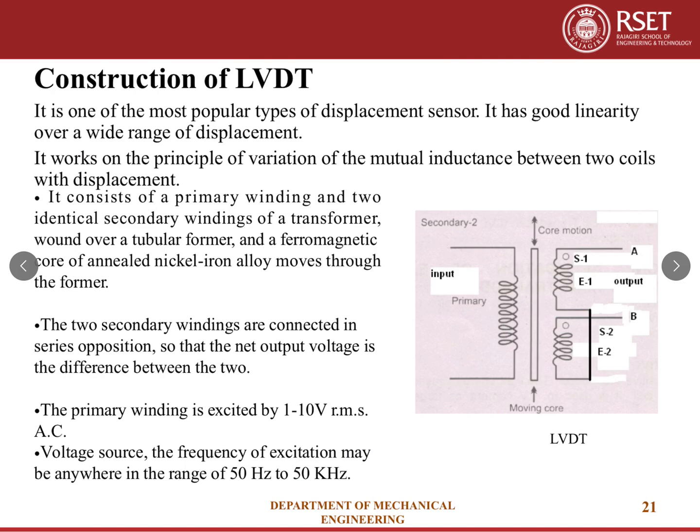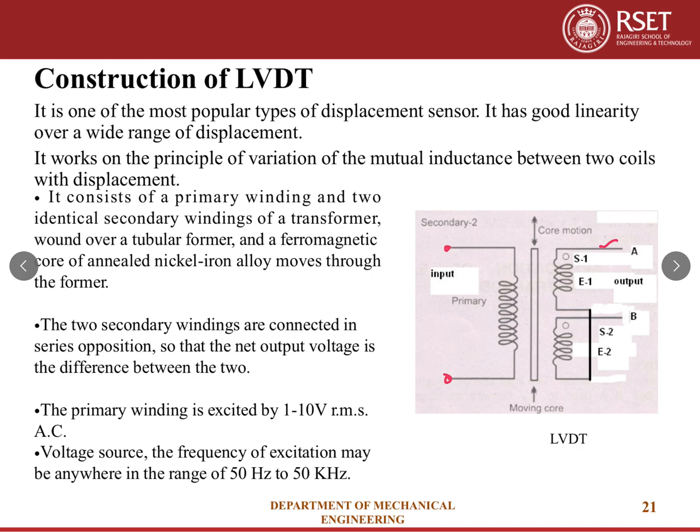First we will discuss the construction of LVDT. LVDT consists of a primary coil. This is the primary coil. Then we have two secondaries. This is S1 and this is S2. You can see S1, and this one is S2. They are connected.